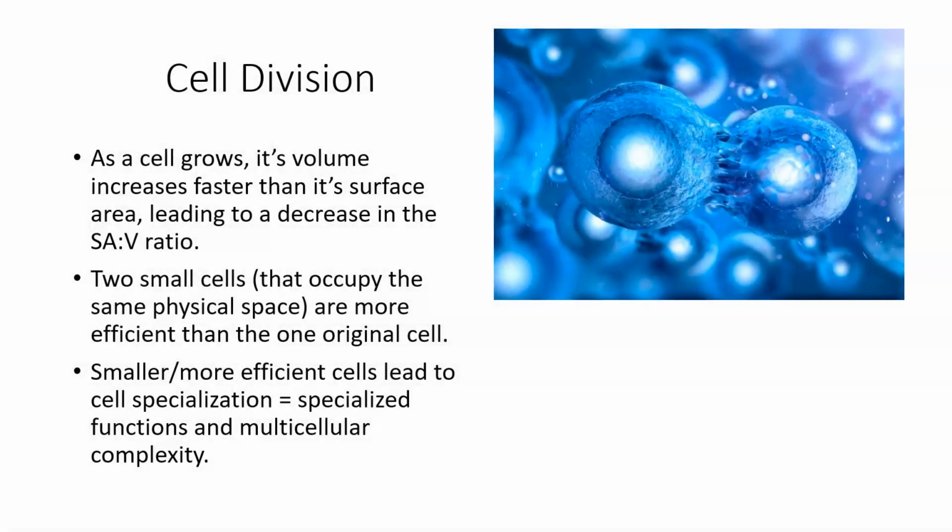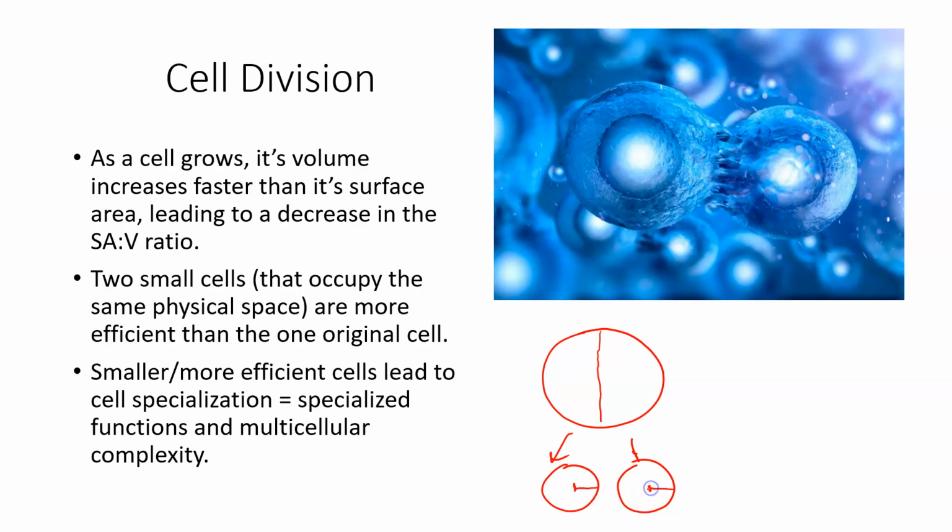Why does cell division increase surface area to volume ratio? It has to do with decreasing the volume. When we have a large single cell, that single cell can split in the middle and produce 2 smaller cells that take up the same physical space, but both of these can diffuse at the same time, and both of them have a shorter diffusion distance than this one. 2 smaller cells that occupy the same physical space are always going to be more efficient and have an increased surface area to volume ratio than the large one.